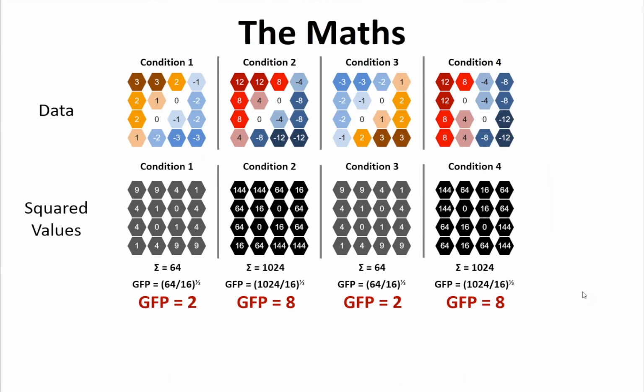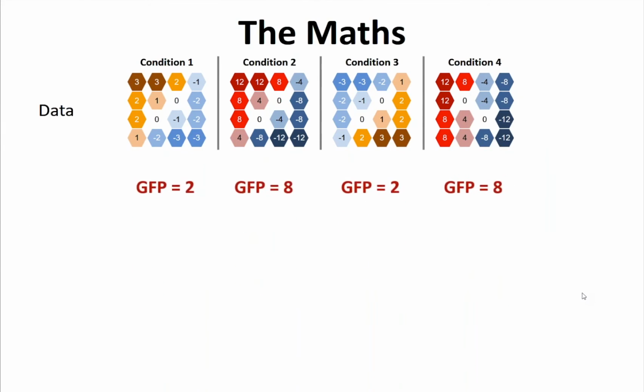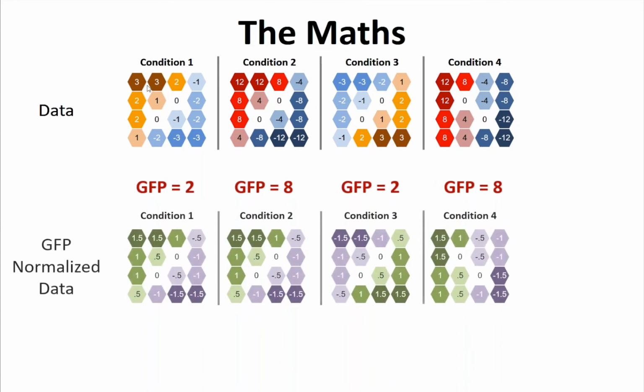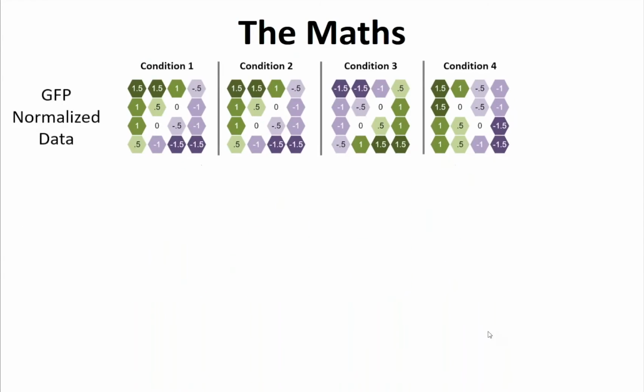We can now normalize our original data by the global field power. And all that means is that you're taking the measurement at each and every electrode and dividing it by its instantaneous global field power. And when you do that, 3 divided by 2, of course, is 1.5, and so on and so forth. Now we can start comparing these global field power normalized data to look for changes in topography between our conditions. So let's see how that works.